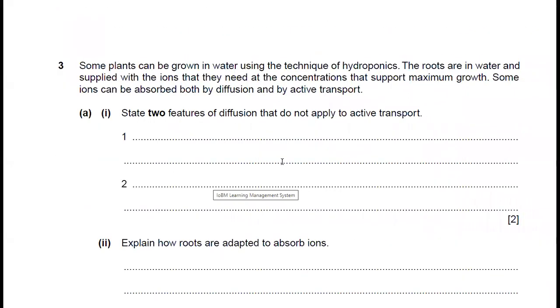Okay, take a look at this particular question, give it a read, and let me know what you think the answer is going to be.